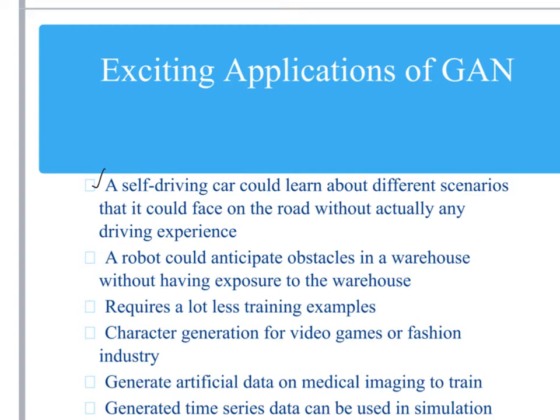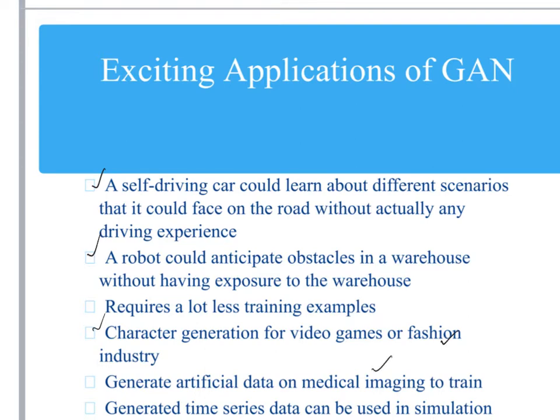Another example could be robotics. In the field of robotics, you could have robots that are trained on artificially generated data, and it could know a lot about a warehouse even before it steps into a warehouse. Other examples could be character generation in video games, and the fashion industry is another example.